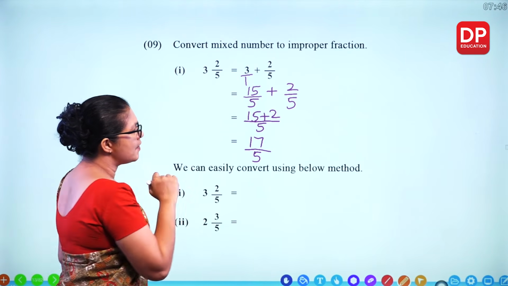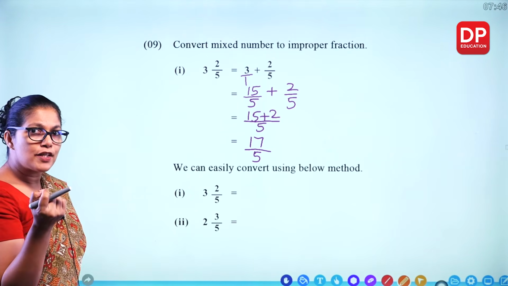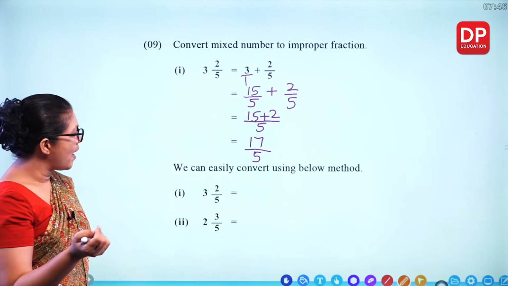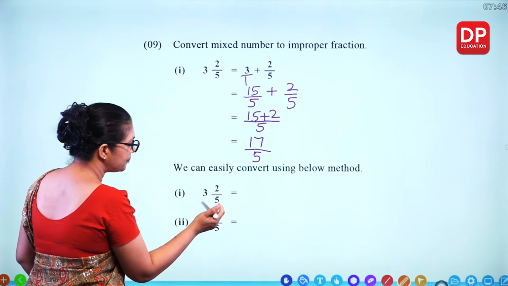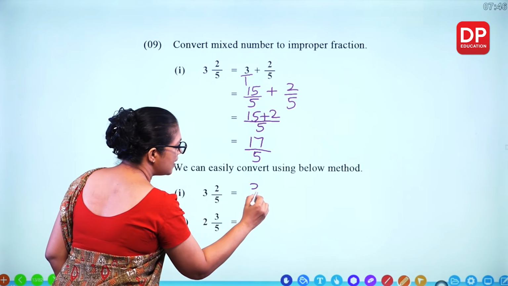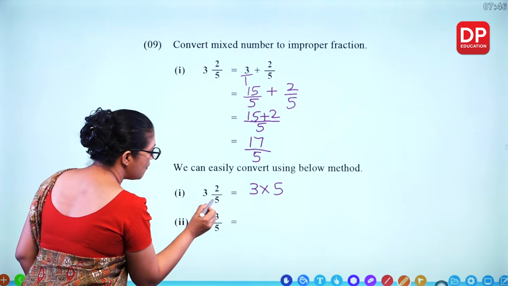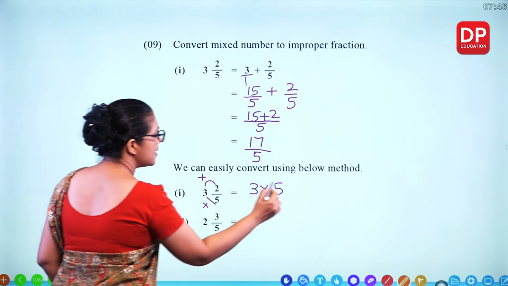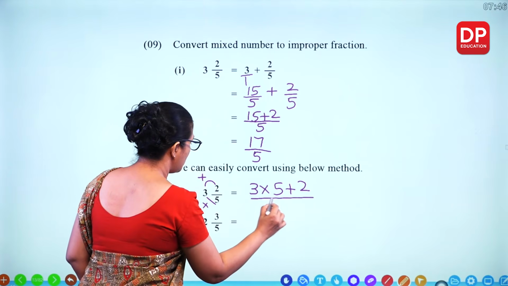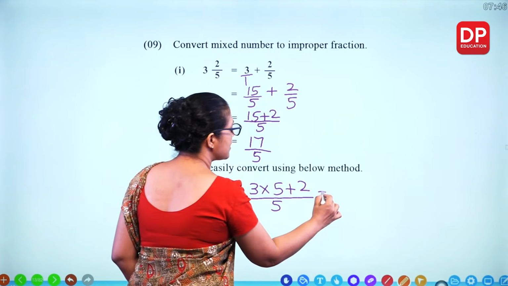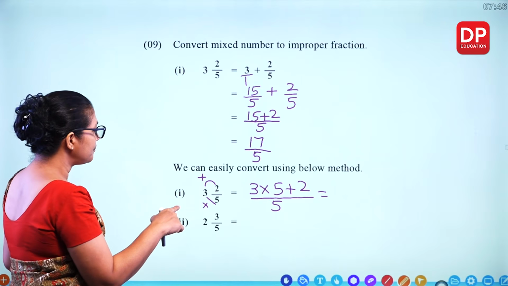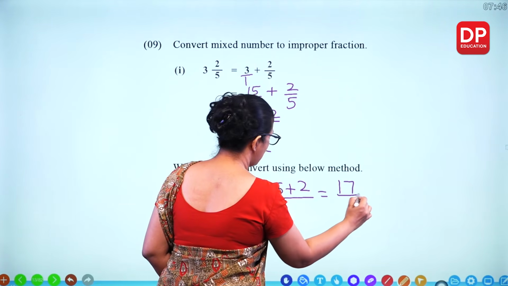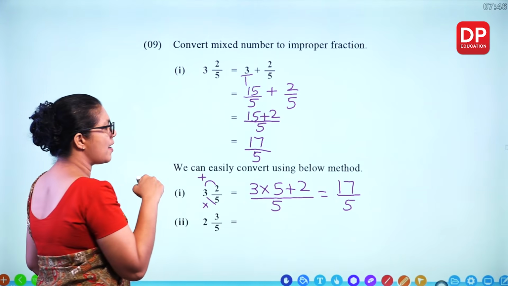We can easily convert using the method below. There's another method to convert a mixed number to an improper fraction. What we do, we multiply 3 times 5, we multiply this and add 2, divide by 5. 5 times 3, 15. 15 plus 2, 17 over 5. You get the same answer.